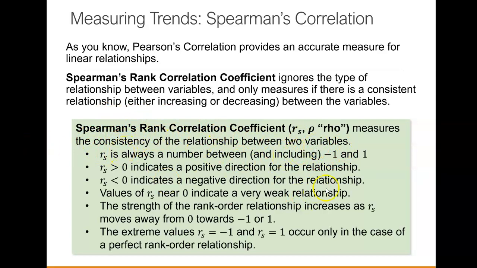So just like R, this is always between -1 and +1. Positives indicate a positive direction and negatives indicate a negative direction. Near zero indicate a very weak relationship. We increase the strength of our relationship as we get closer to -1 or +1. And those extreme values of -1 and +1 occur only in that perfect rank order relationship.